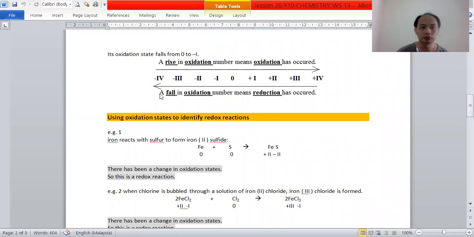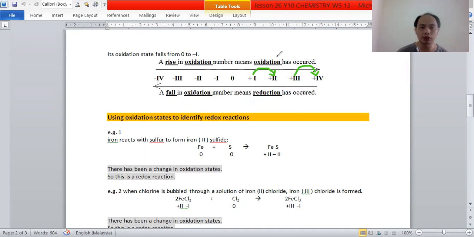You see this diagram? A rise in oxidation number means oxidation has occurred. A fall in oxidation number means reduction has occurred. So for example, from 0 to plus 2, this is oxidation. From 0 to plus 4, it is oxidation. It is not necessarily that everything must start from 0. Maybe from plus 1 to plus 2, this is also oxidation. From plus 3 to plus 4, this is also oxidation. As long as it goes to the right, it is oxidation.